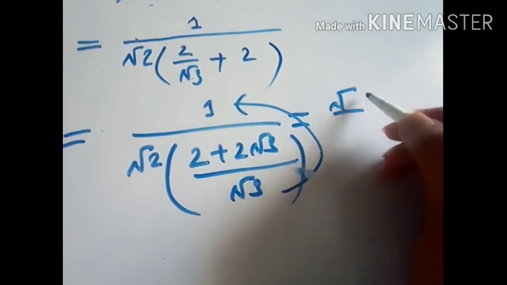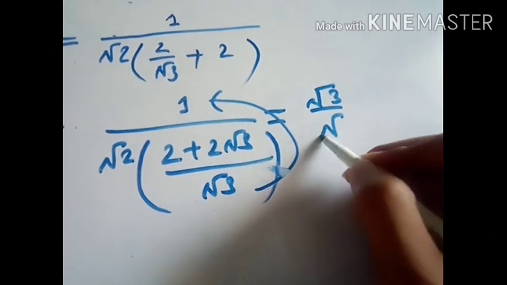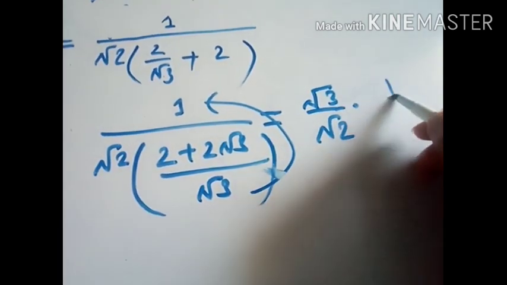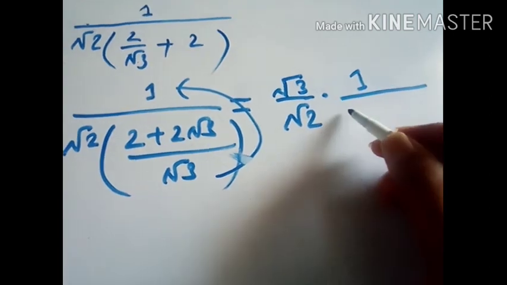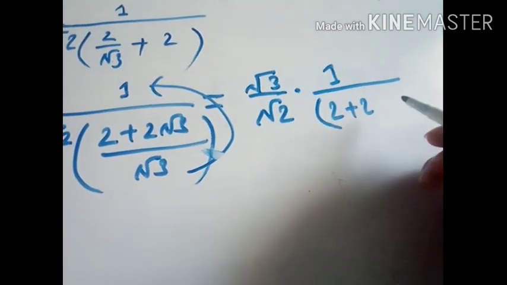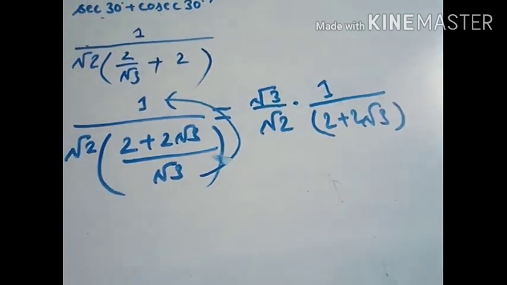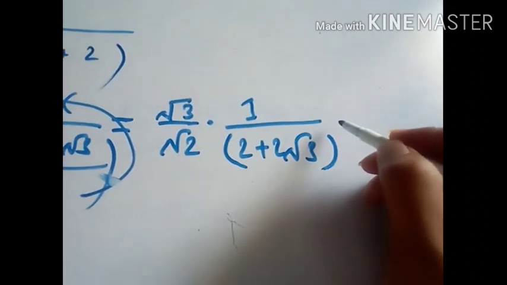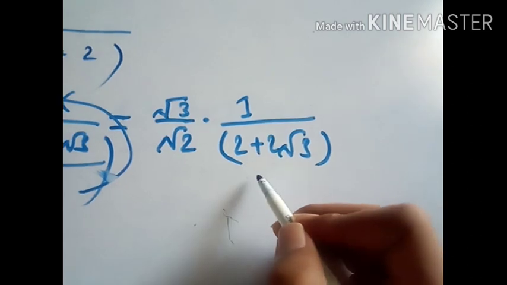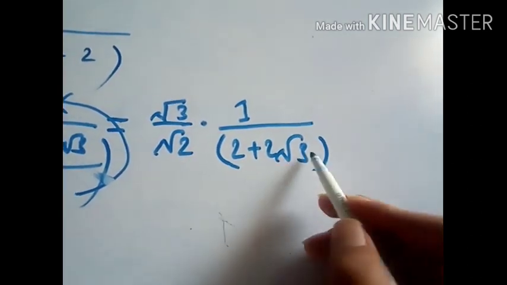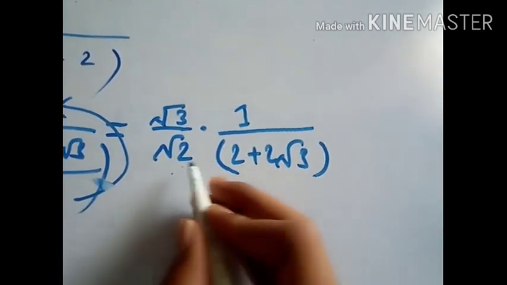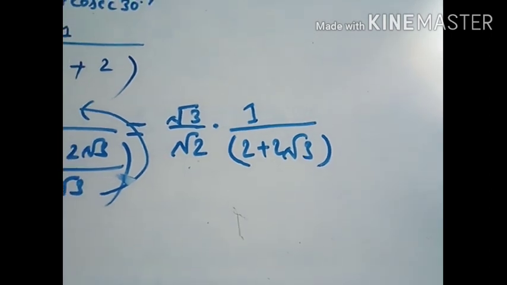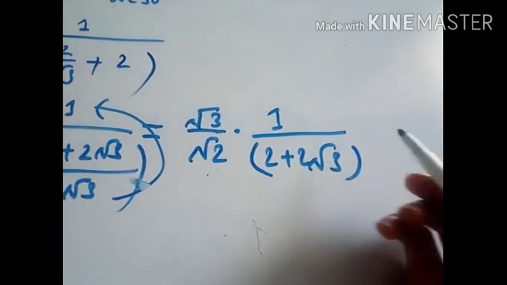So this becomes root 3 upon root 2, 1 upon in bracket 2 plus 2 root 3. Okay, keep writing along with me, there will not be any problem, understand? So keep doing along with me. Now you can see root 2 and 2 root 3. So let us put the irrational values together.